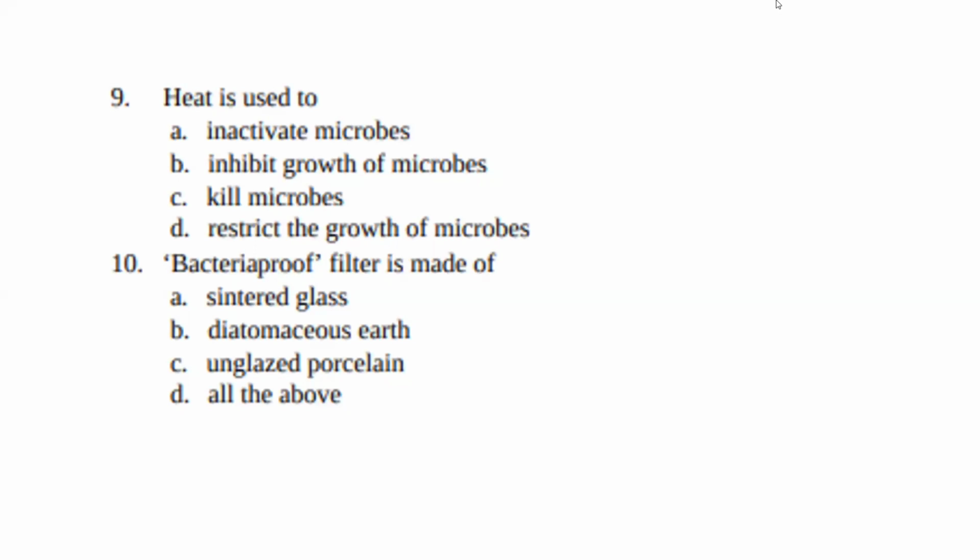The next question is, heat is used to inactivate microbes, inhibit growth of microbes, kill microbes, or restrict the growth of microbes. So the correct answer would be inactivate microbes, option A. Bacteria proof filter is made up of sintered glass, diatomaceous earth, unglazed porcelain, or all of the above. So the correct answer would be all of the above.